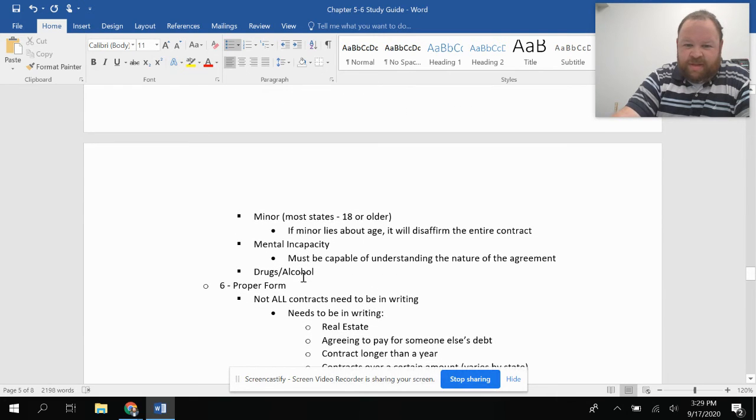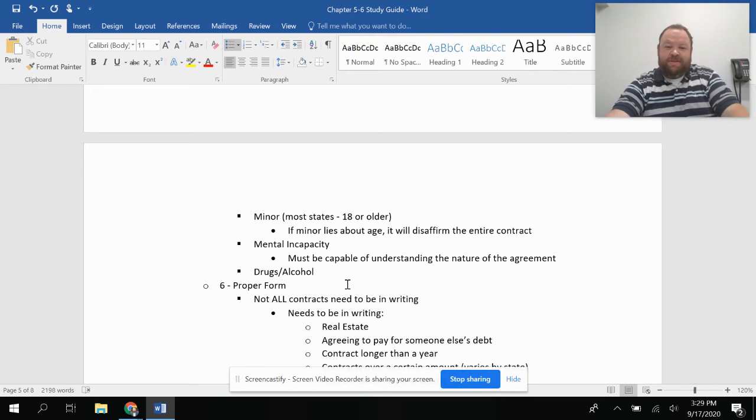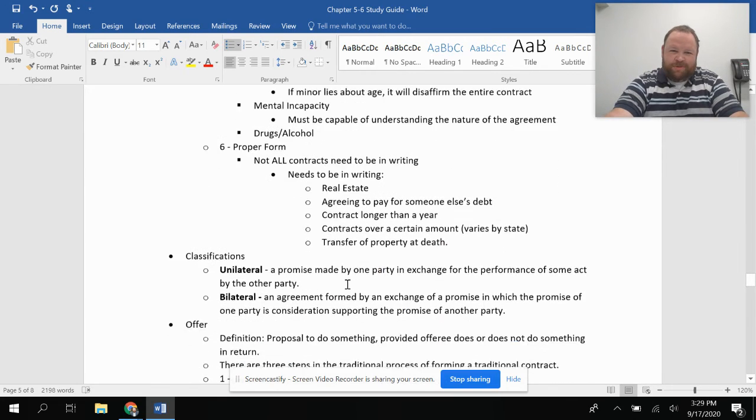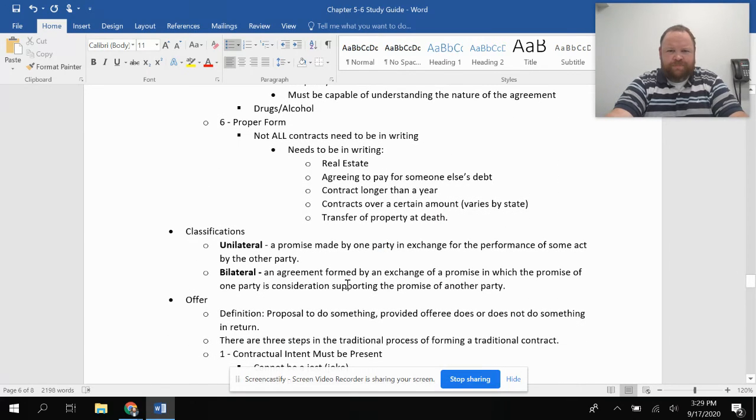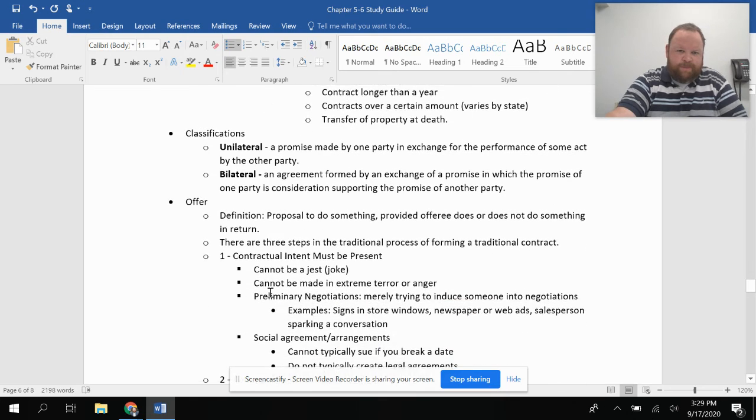So you look at this like no minors. If you're under 18, normally you can't enter a contract. If you're mentally incapable of entering a contract, then you can't do it. And you have to be in a good state of mind, right? You can't be high, can't be drunk, have to be sober when you're entering a contract. Not all contracts have to be in writing. The ones that do are real estate, agreeing to pay for someone else's debt, contracts longer than a year, contracts over a certain amount, which varies by state, and a transfer of property at death.